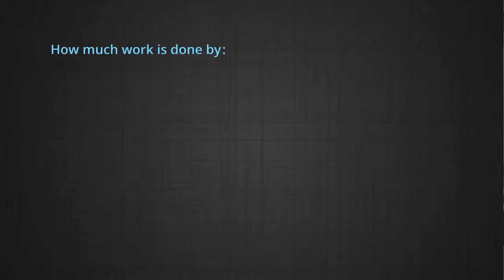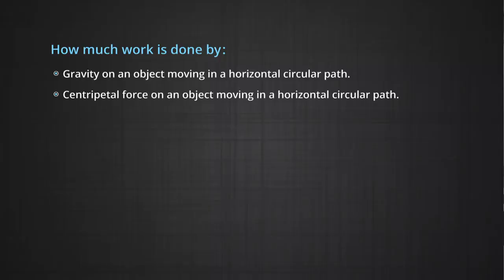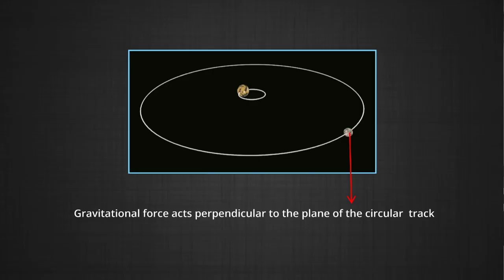How much work is done by gravity on an object moving in a horizontal circle? Or how much work is done by the centripetal force on a body which is revolving around a circle and the circle is in the horizontal plane? To help you imagine, I have this loop and imagine an object going round like this. Now the two forces that we've talked about, one is gravity, which would be acting on the object as it goes right around. But notice the displacement is along the curve, but the force is acting perpendicular to it. So gravity does no work if it is rotating in a horizontal circle.